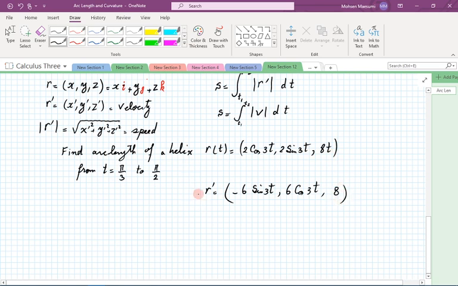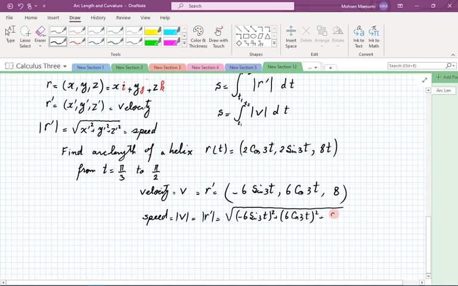Let's remember, this is velocity, and then what is the speed? I need the speed. That's the absolute value of the velocity. How do we take absolute value? Square these things and add them up. So minus 6 sine 3t, you square that, and 6 cosine 3t, you square that, and 8, and you square that. Add them up, take the square root.